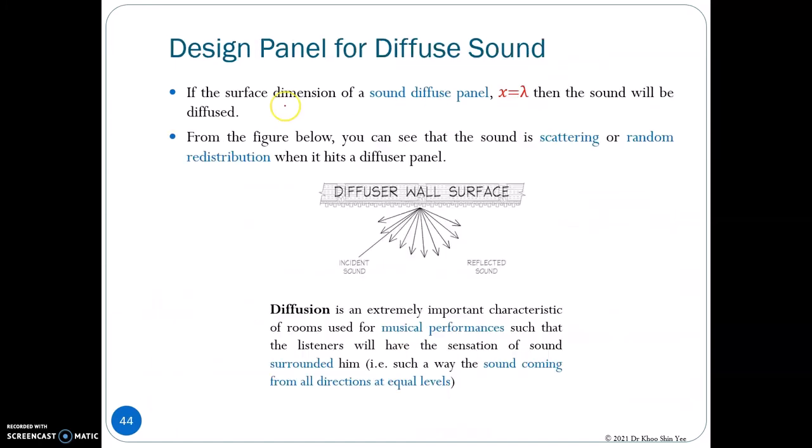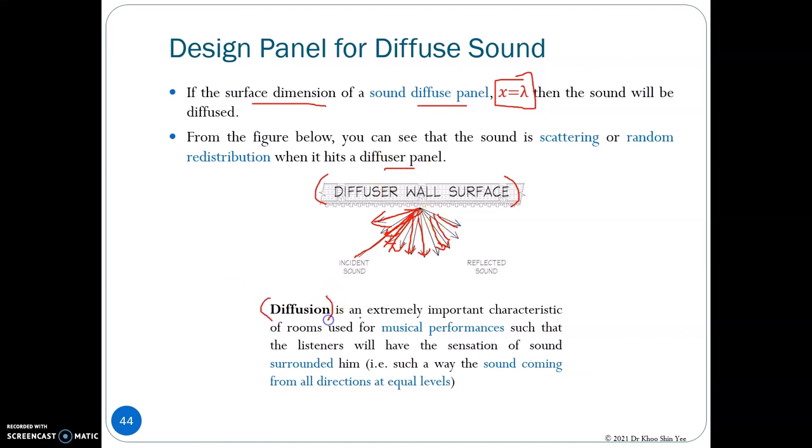If the surface dimension of a sound diffuse panel is equal to lambda, then the sound will be diffused. For example, in this figure, you can see that when the sound is directed to the diffuser wall surface or the sound diffuse panel, the sound is scattering around, which is distributed to all the directions when it hits the diffuser panel.